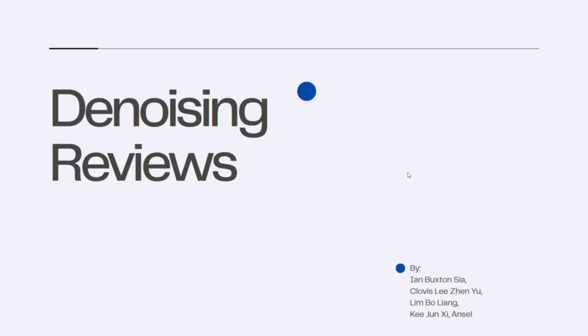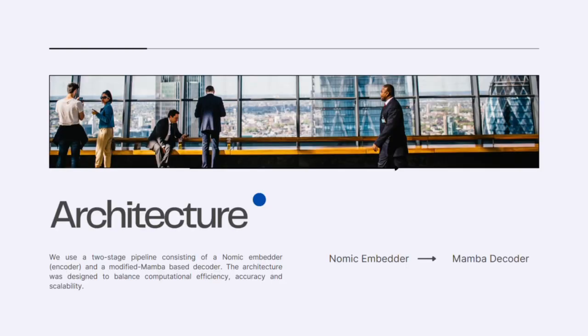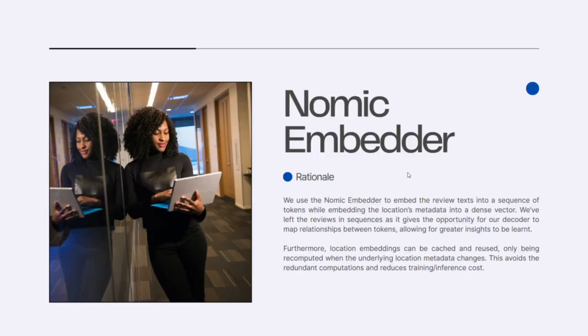So let's jump straight to the model explanation. The task of review classification requires models that are both highly accurate and scalable to large volumes of user-generated content. Our solution is a two-stage pipeline consisting of a Nomic embedder and a modified Mamba-based decoder. We employ the open-source Nomic embedder as our encoder.